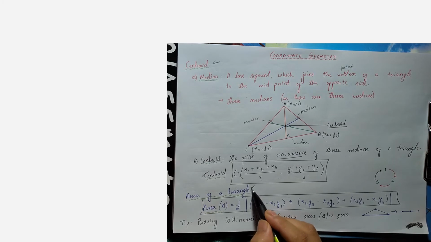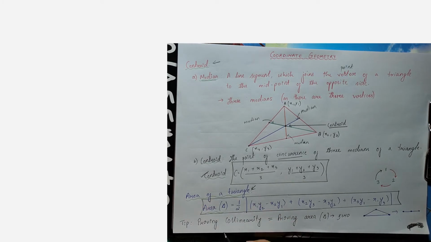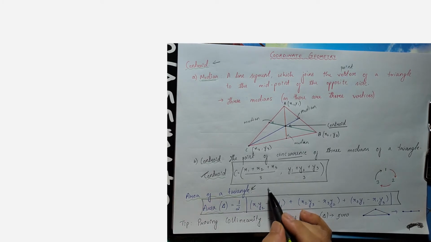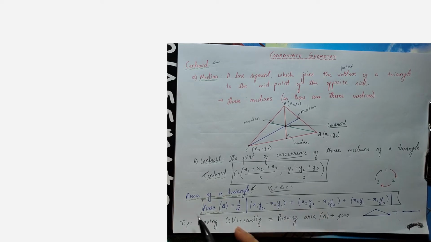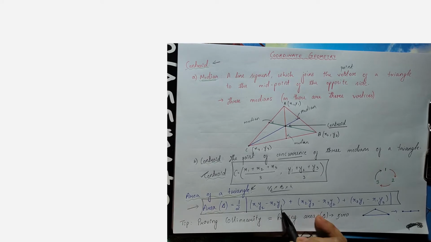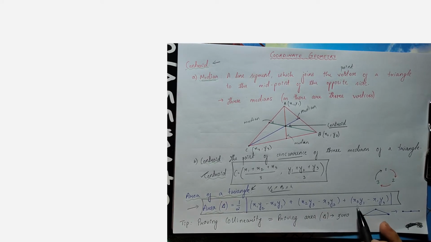Let us now discuss the fourth formula, that is area of a triangle. So we all know that area of a triangle is half into base into height, but here we're going to use a different formula. The formula is half modulus of x1 (y2 minus y3)... x1 y2 minus x2 y1 plus x2 y3 minus x3 y2 plus x3 y1 minus x1 y3.